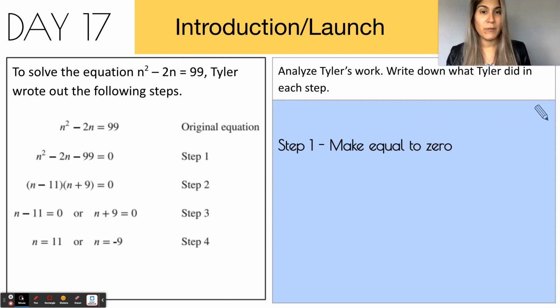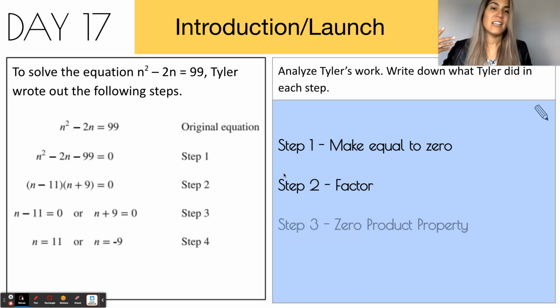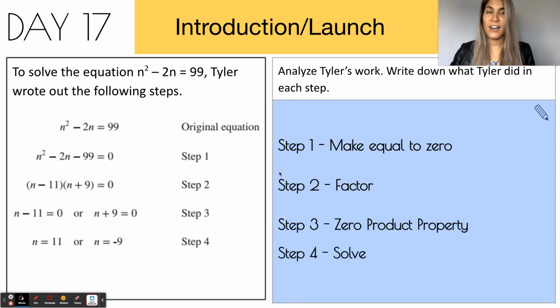Make equal to 0 by subtracting 99 from both sides. Factor. The way I factored is zero product property. I applied the zero product property in that and solved. I solved for n, or I solved for the variable. So giving them these steps and also allowing them to use them as sentence starters is a way to support our English language learners. I hope this is helpful and beneficial, and I will see you in the next one.